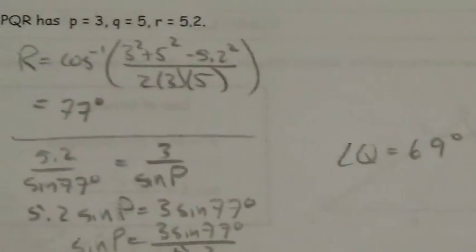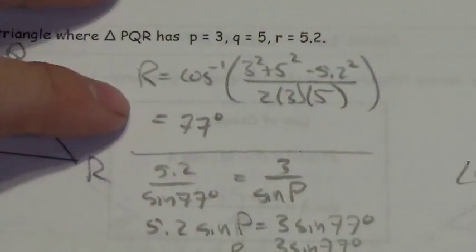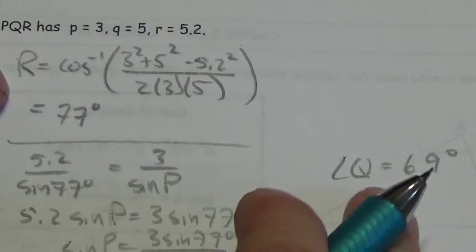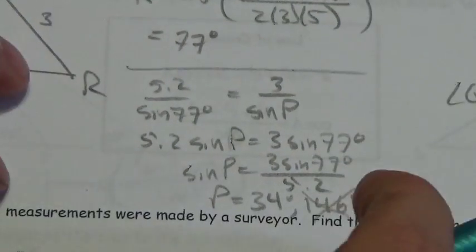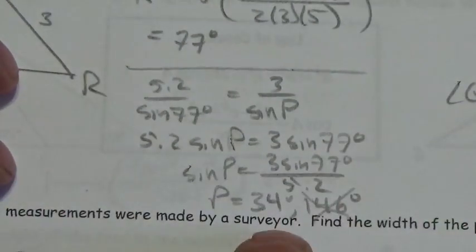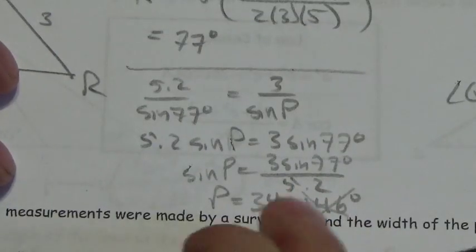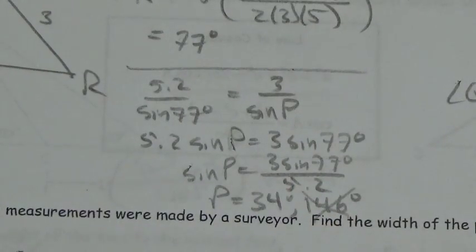Okay, again, I could have used the cosine law just a couple of times and then subtracted the angles from 180 to get Q. But again, I wanted you to see this and have an idea of how to approach it and how to interpret the results when you start using the sine law.